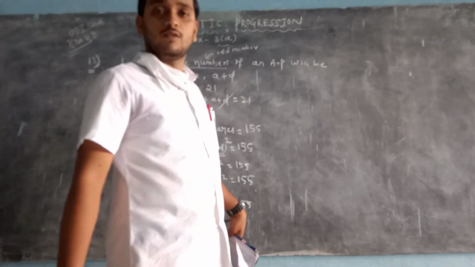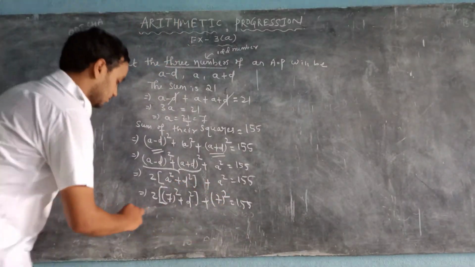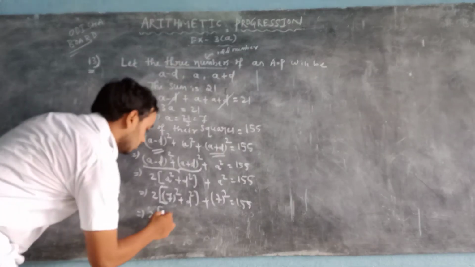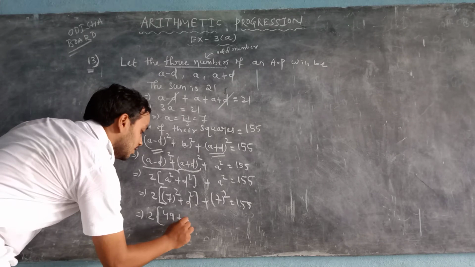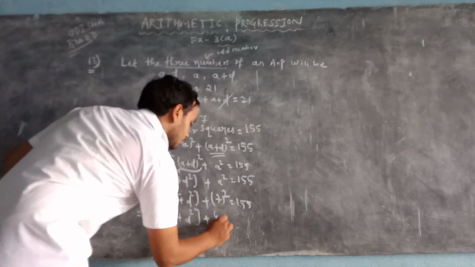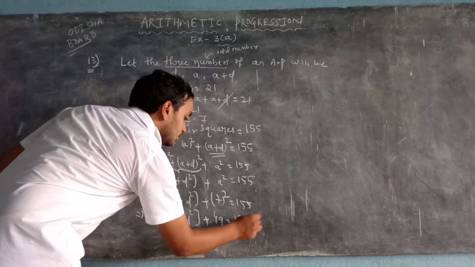All of you find the value of b. Listen. 2 times 7 square, what? 49 plus b square plus 7 square, 49, is equal to 155.